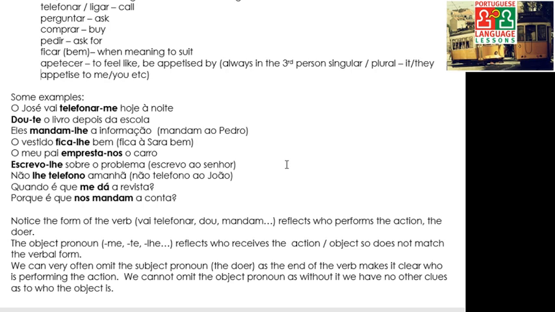Quando é que me dá a revista? When is it that you'll give me the magazine? Porque é que nos mandam a conta? Why is it that they send us the bill?